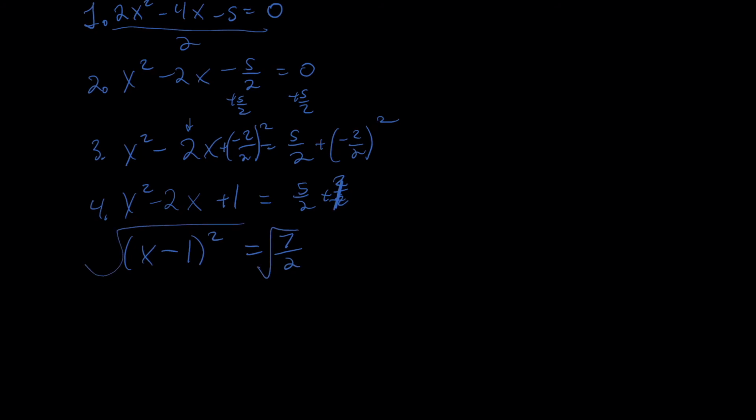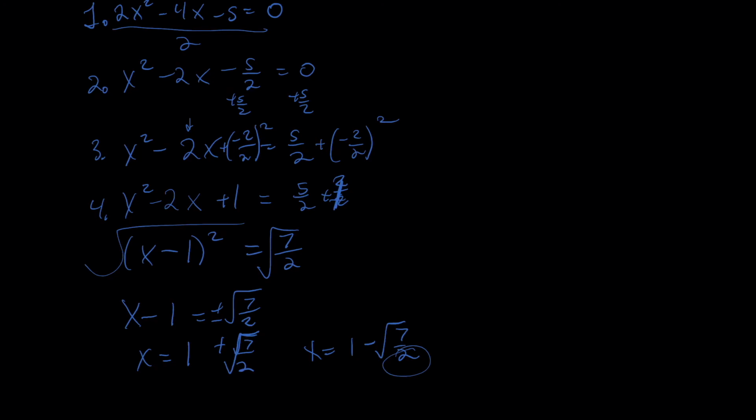And then I can take the square root of both sides. x minus 1 equals the square root of 7 halves, so plus or minus. So x equals 1 plus the square root of 7 halves, and x equals 1 minus the square root of 7 halves. Now, it says we want to rationalize all denominators. That means we don't want a fraction in our denominator. So let me show you what that looks like. We'll start with this one here.